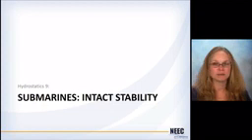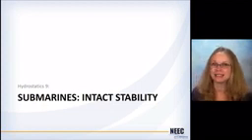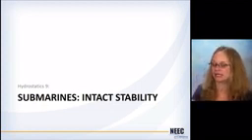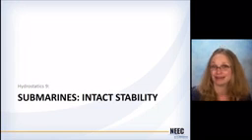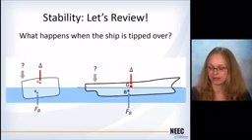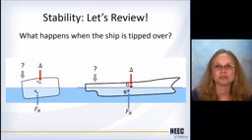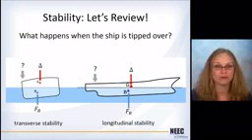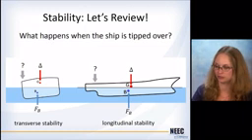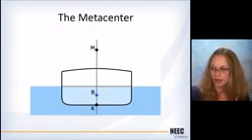Okay. So as I talked about before with the surface ships, it is not enough to have your submarine be in static equilibrium. We also have to know whether or not it is stable. In this case, we're going to talk about intact stability. So in general, stability is just what happens when the ship or the submarine is tipped over, right? And we have transverse stability and we have longitudinal stability. So this is just a real quick review.